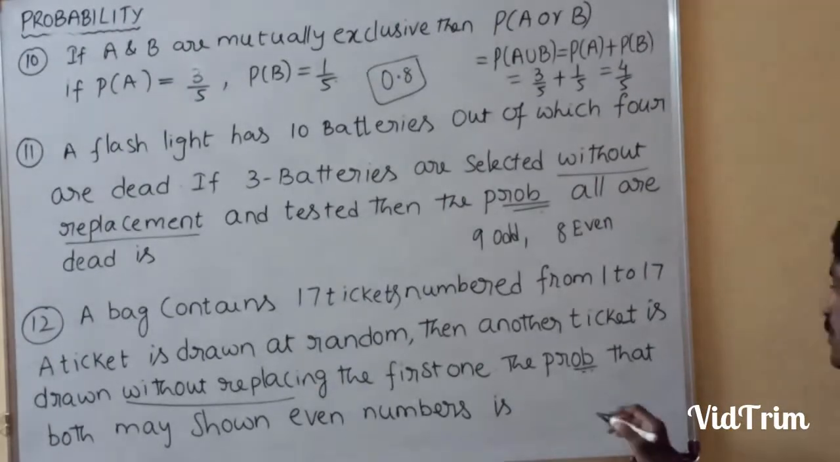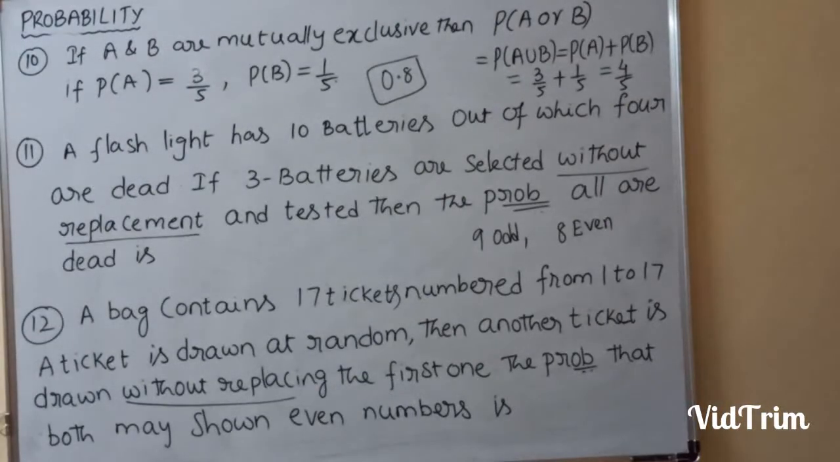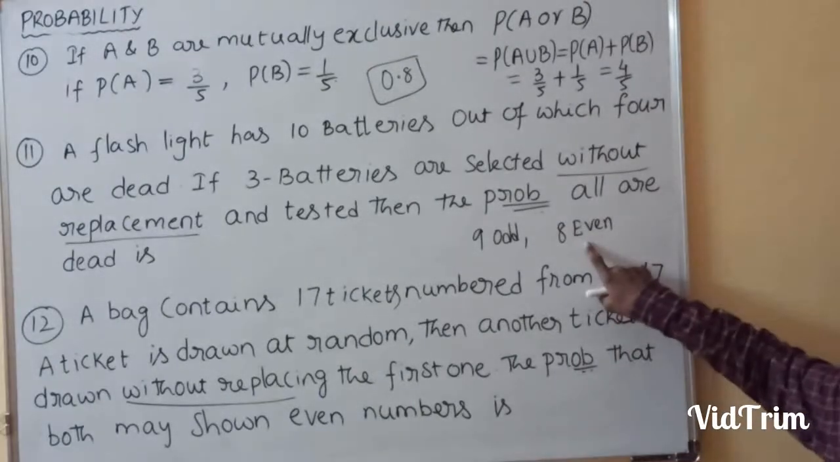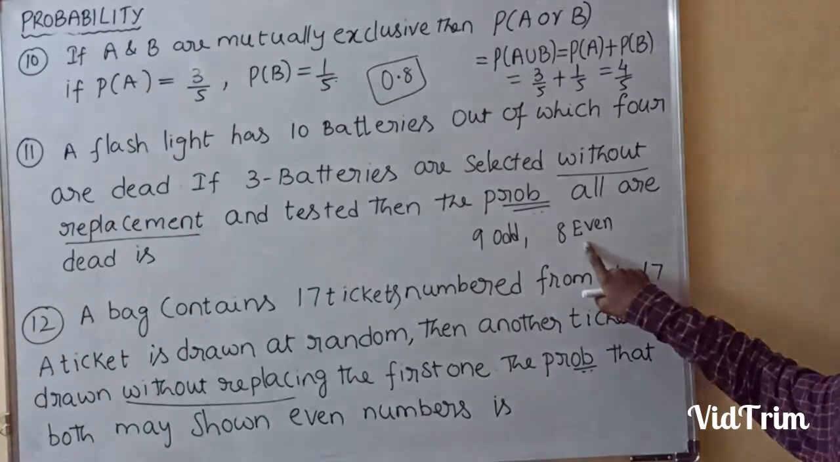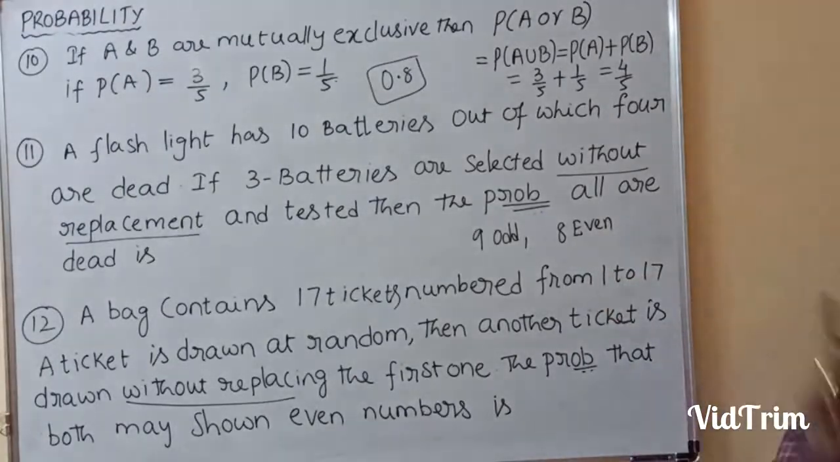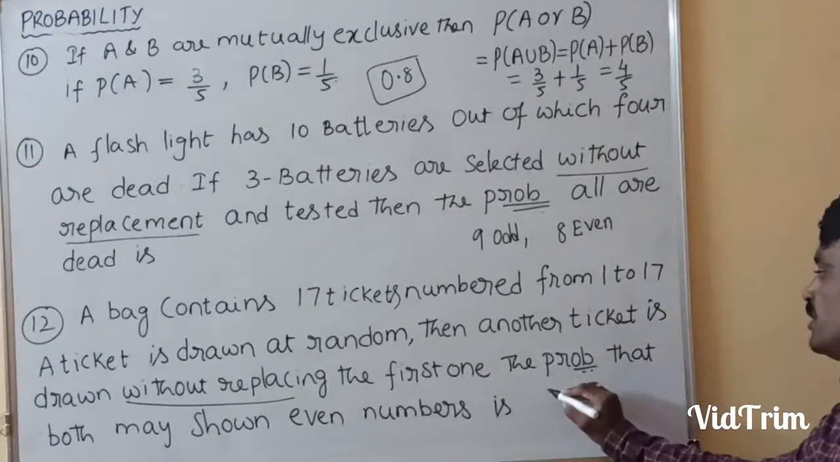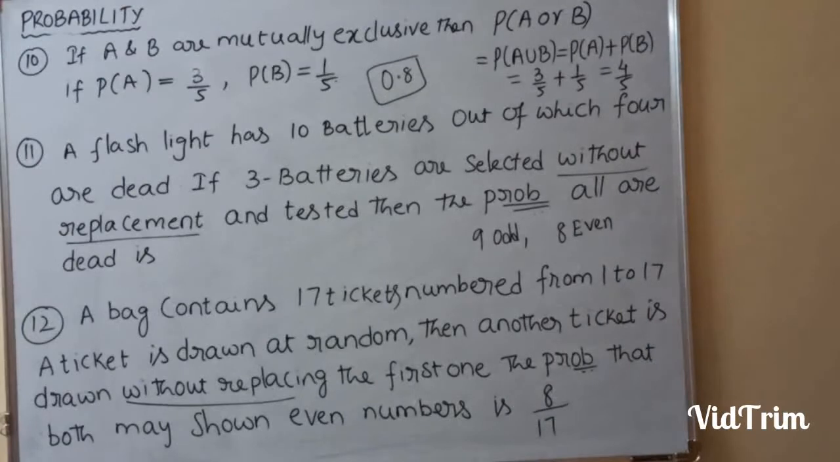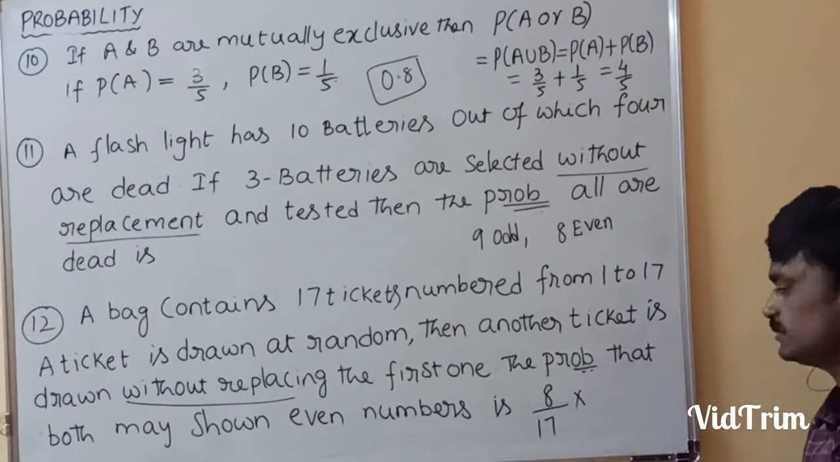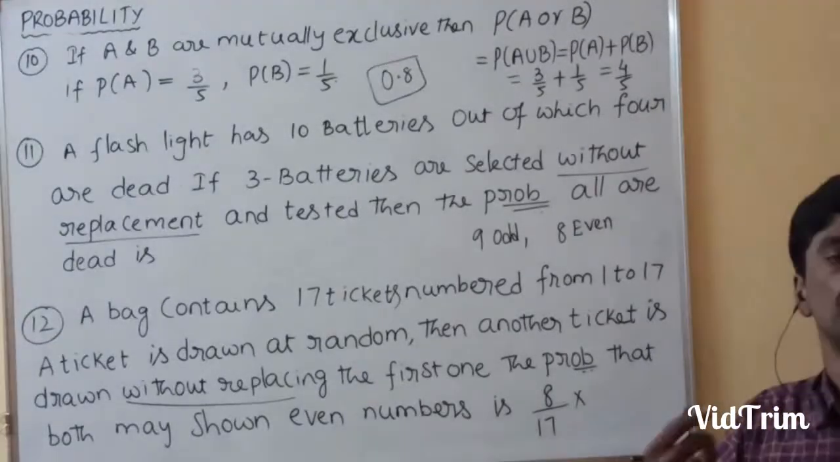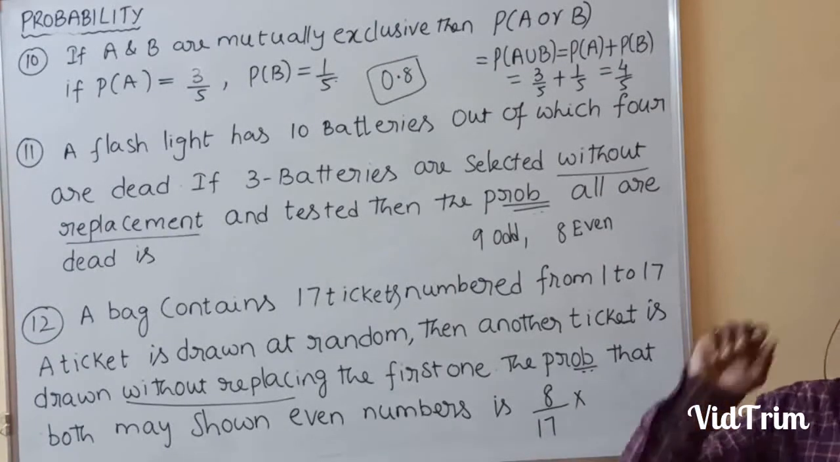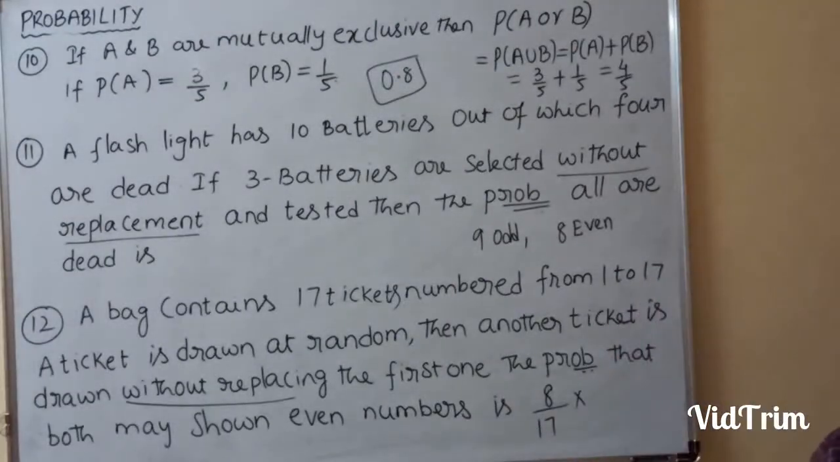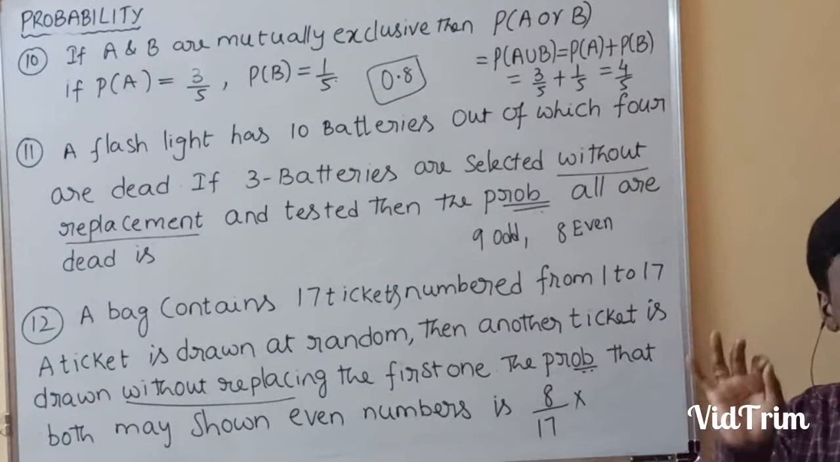So first you write probability of drawing first ticket is even. So total, how many even number tickets are there? 8. Among these 8, we can draw any one of the even tickets, so that can be done in how many ways? 8 ways. Divided by total number of tickets, how many? 17. Now next we have to find probability that second ticket is also even. Second ticket is also containing even number.